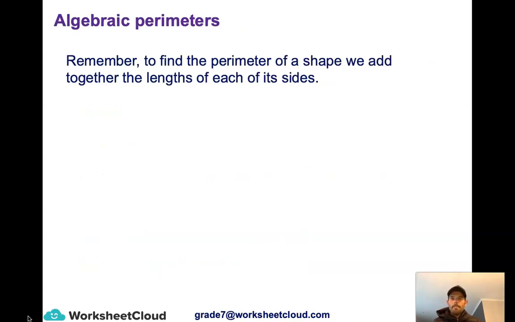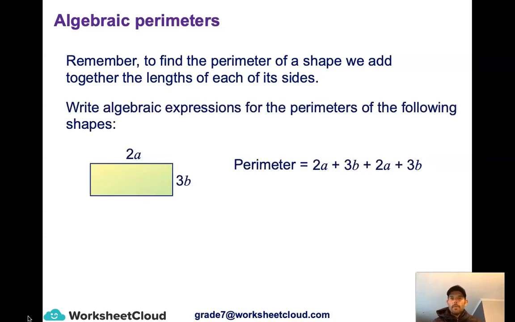Okay, algebraic perimeters. Don't be concerned that algebraic perimeter sounds like quite intense, but all it is, if I gave you a shape and asked you what is the perimeter of that shape, well, you know that the perimeter is, we add up the lengths of the shape to get the distance around the outside, and you know in a rectangle the opposite sides are equal, so you've got 2a plus 3b, but then you've got another 2a plus 3b, so therefore your perimeter of that shape is going to be 4a plus 6b. Okay, there are two 3b's and there are two 2a's.